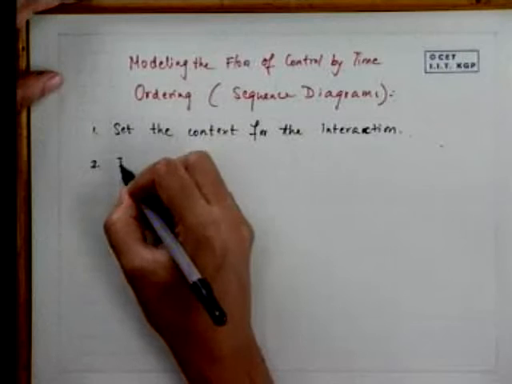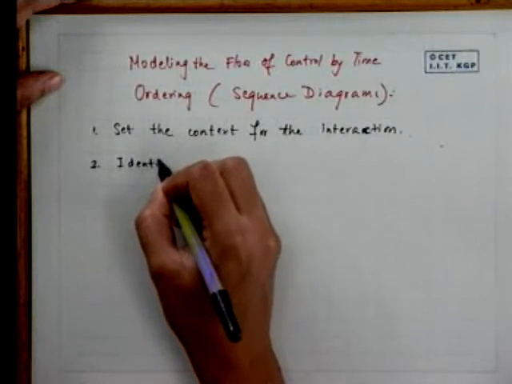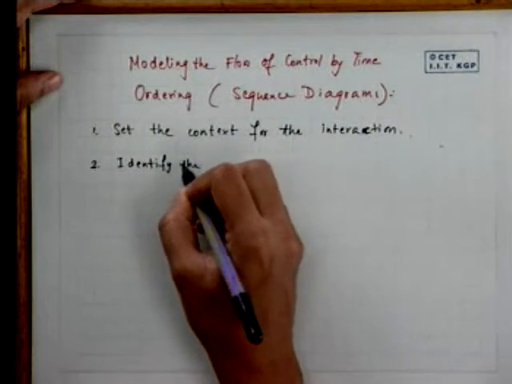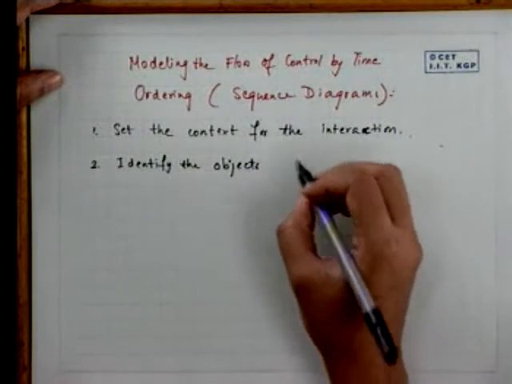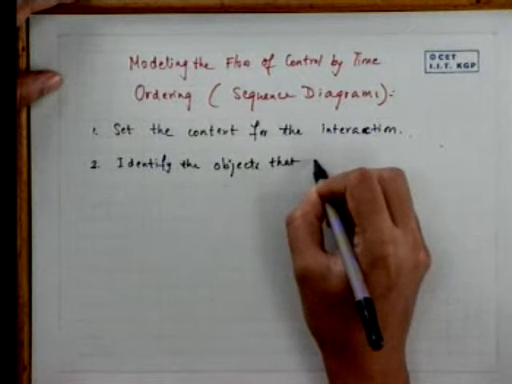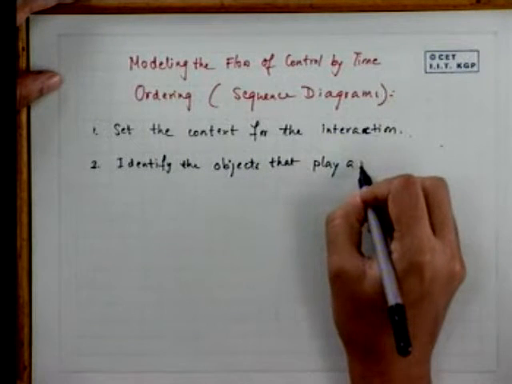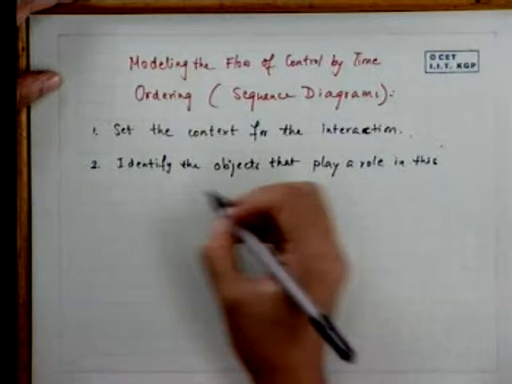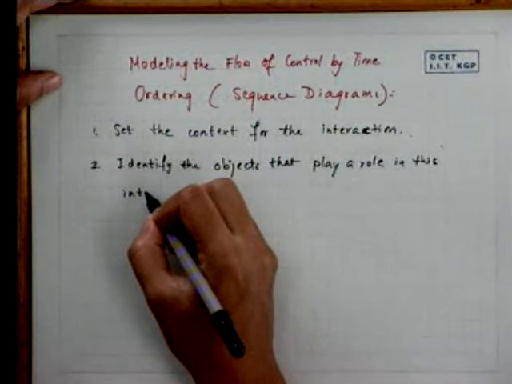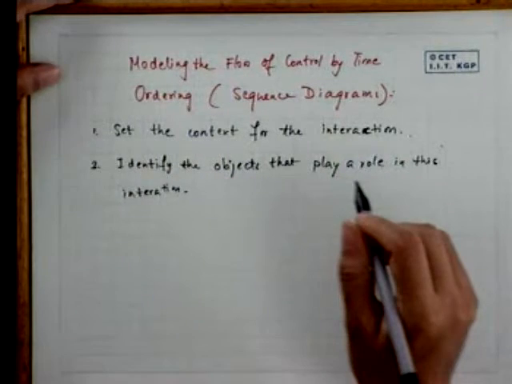Secondly, you have to identify the objects that play a role in this interaction. These objects are laid out in the sequence diagram from left to right.